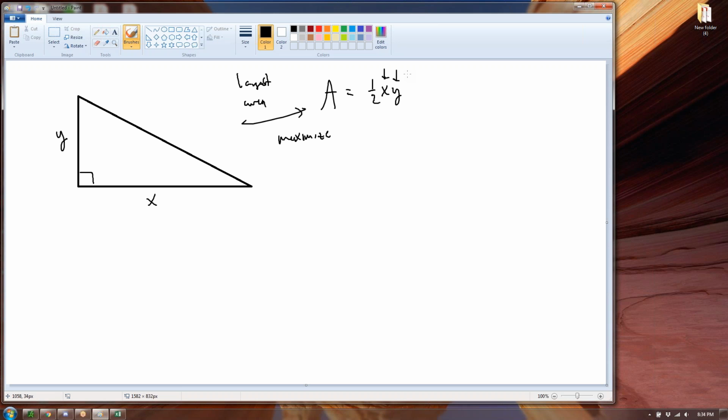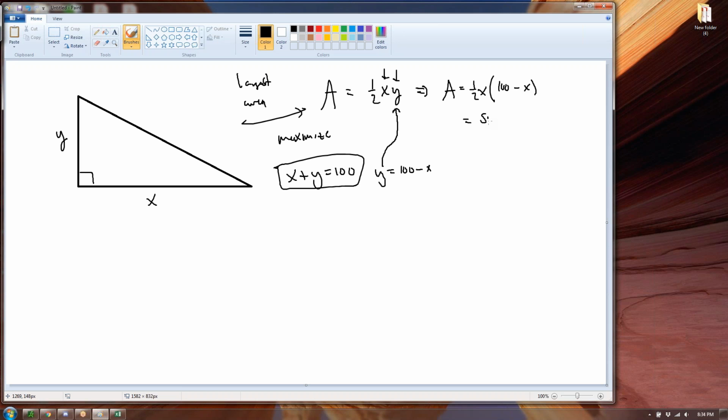What are we told? We're told the sum of the lengths of the two shorter sides is 100. So we know that if we took x and y, we should get 100. And that is our constraint. If we take our constraint as y equals 100 minus x and substitute that in here, our area function becomes 1/2 x times 100 minus x. And if I distribute that, that becomes 50x minus 1/2 x squared.